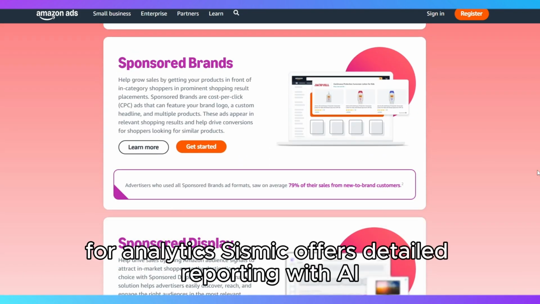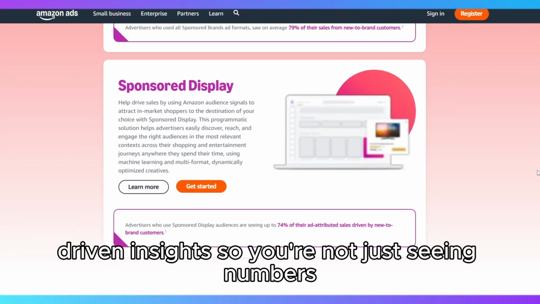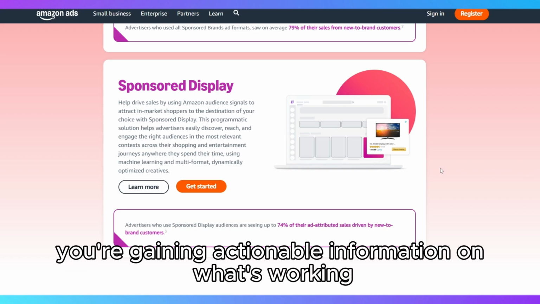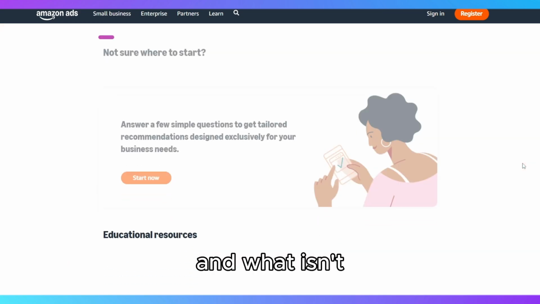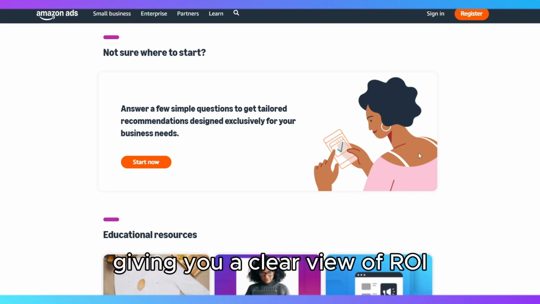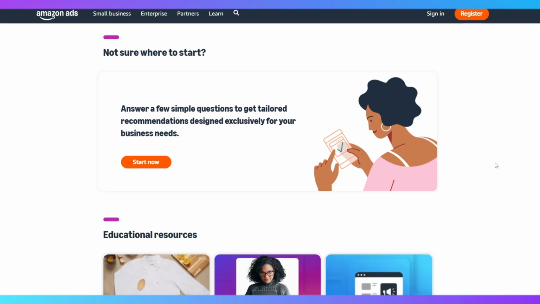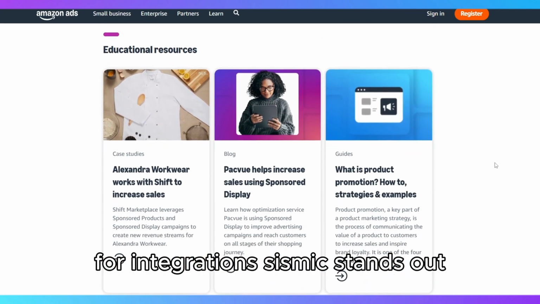For analytics, Sizmek offers detailed reporting with AI-driven insights, so you're not just seeing numbers, you're gaining actionable information on what's working and what isn't. It breaks down performance across channels, giving you a clear view of ROI and makes data-driven recommendations to improve your strategies. For integrations, Sizmek stands out.